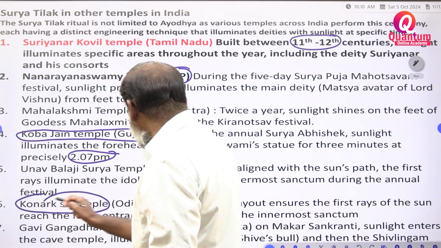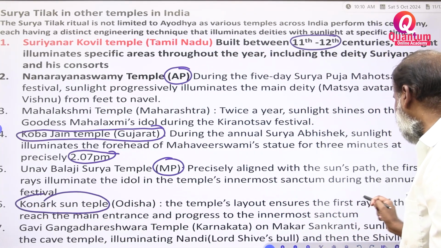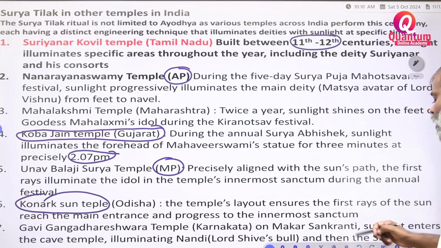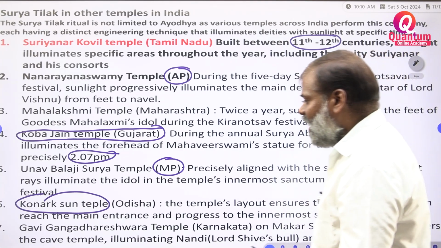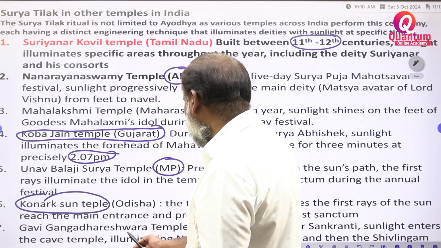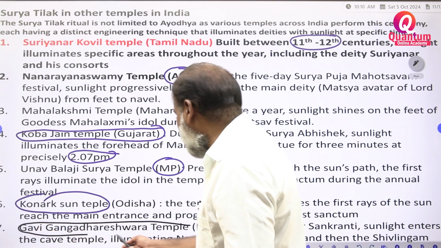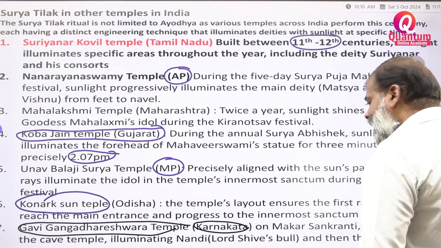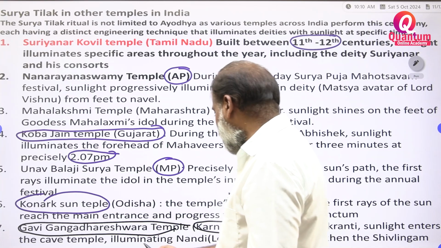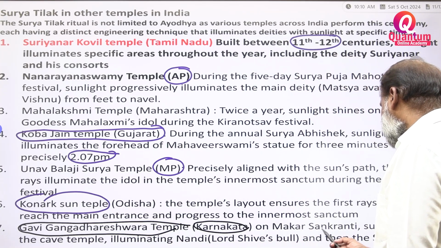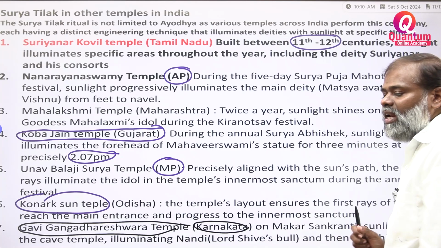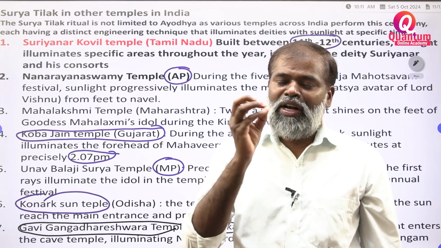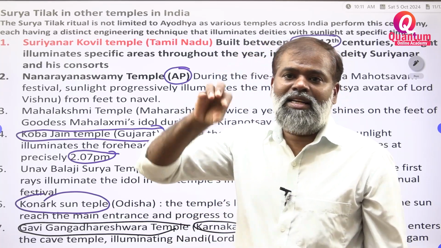Konark Sun temple, Odisha. The temple's layout ensures the first rays of the sun reach the main entrance and progress to the innermost sanctum. Gavi Gangadhareshwara temple, Karnataka: on Makara Sankranti, sunlight enters the cave temple, illuminates Nandi, Lord Shiva's bull, and then the Shiva Lingam. So these are the 7 temples in India where sunlight illuminates at different times.